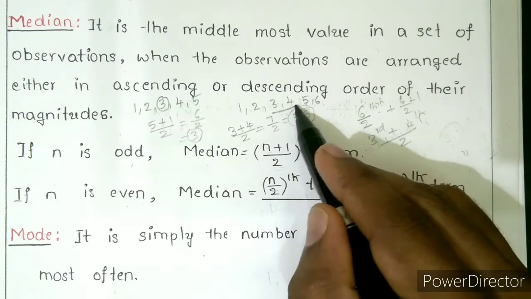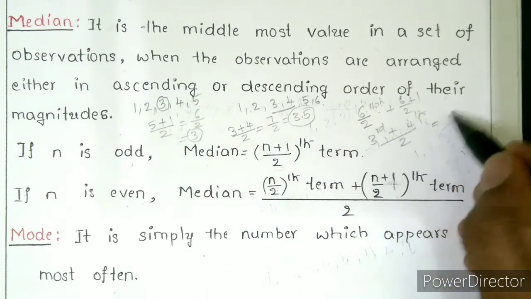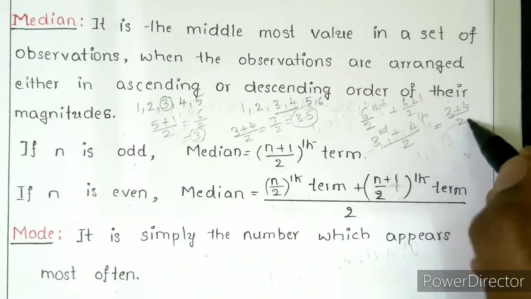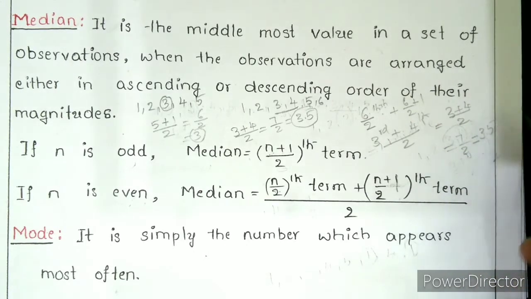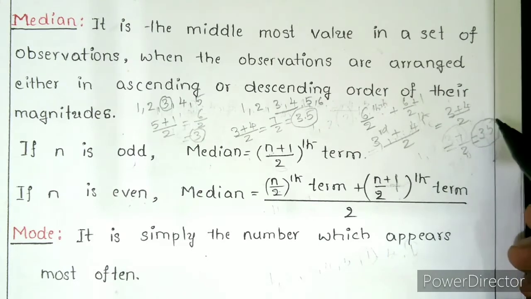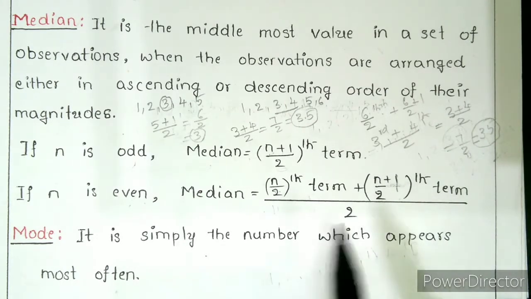Third term is 3, fourth term is 4. So 3 plus 4 by 2, that is 7 by 2, that is equal to 3.5. Therefore our formula is correct and our assumption is also correct. So median is itself a middle number.